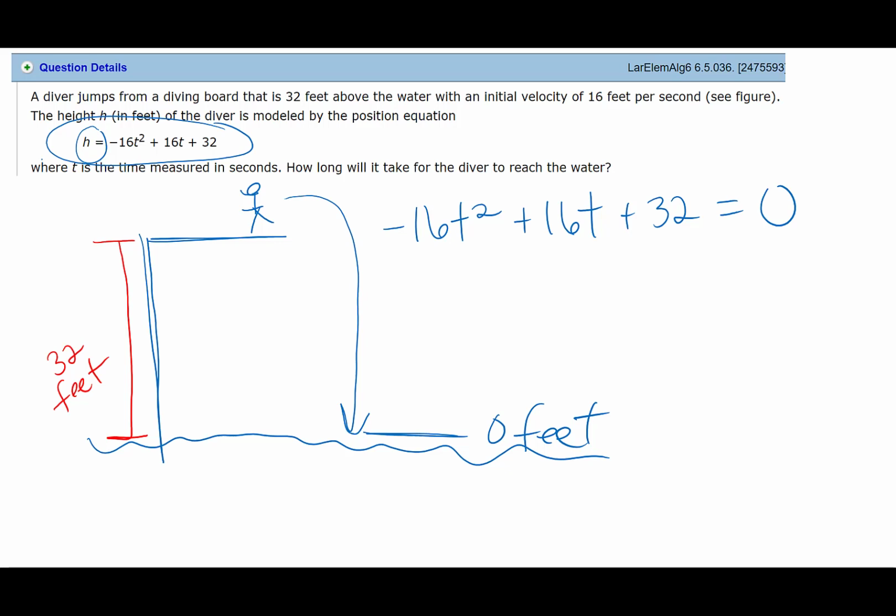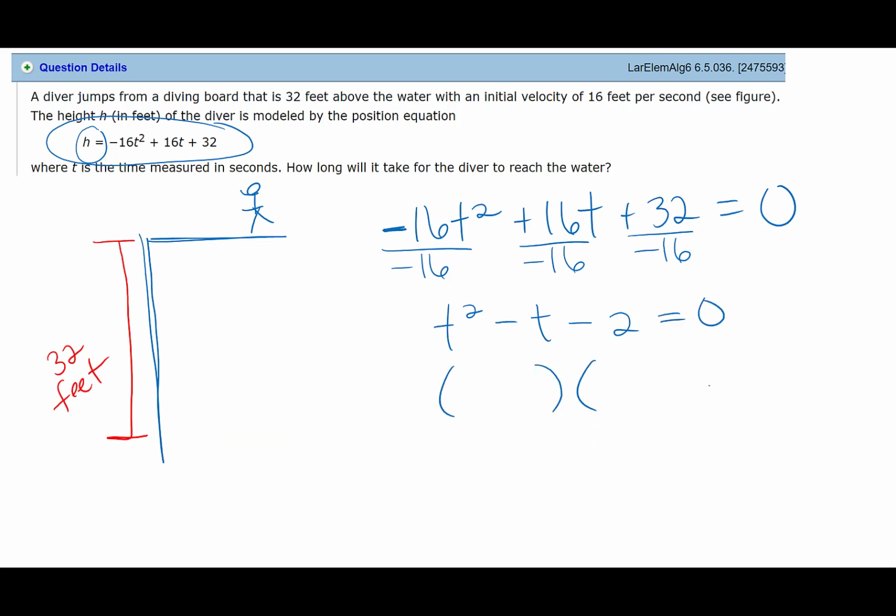First thing I want you to notice is that these numbers are larger than we usually work with, and so I want you to check for a common factor. If you look closely at negative 16, 16, and 32, all three of those coefficients are divisible by 16. Because the leading coefficient is negative, I want you to divide each term by negative 16. That gives you the equation t squared minus t minus 2, because positive 16 divided by negative 16 is negative 1t, and 32 divided by negative 16 equals negative 2.